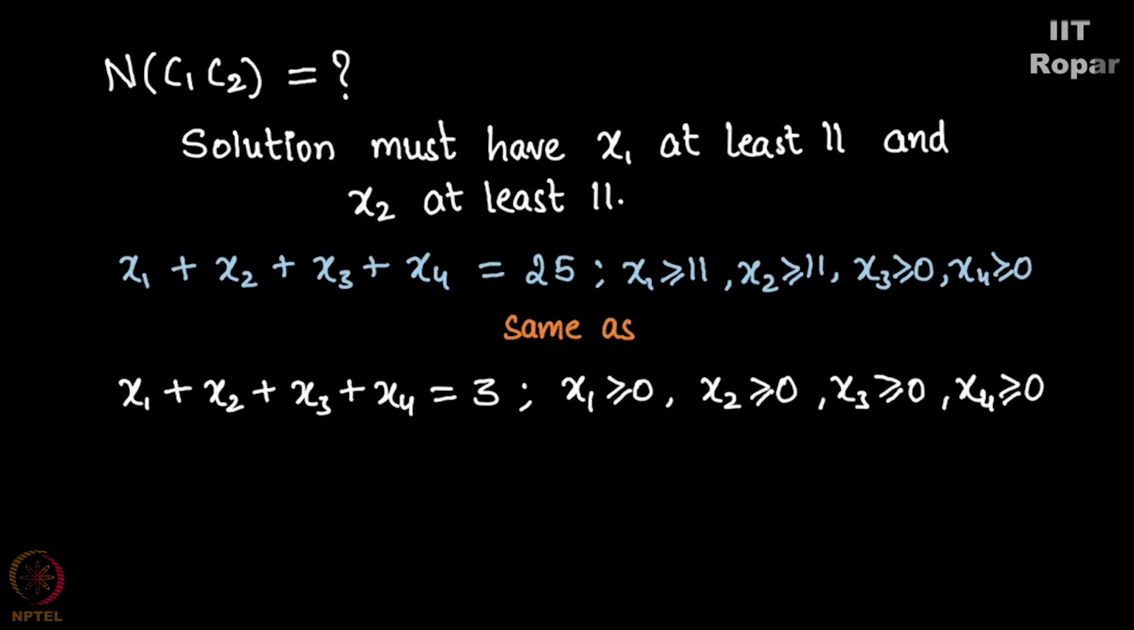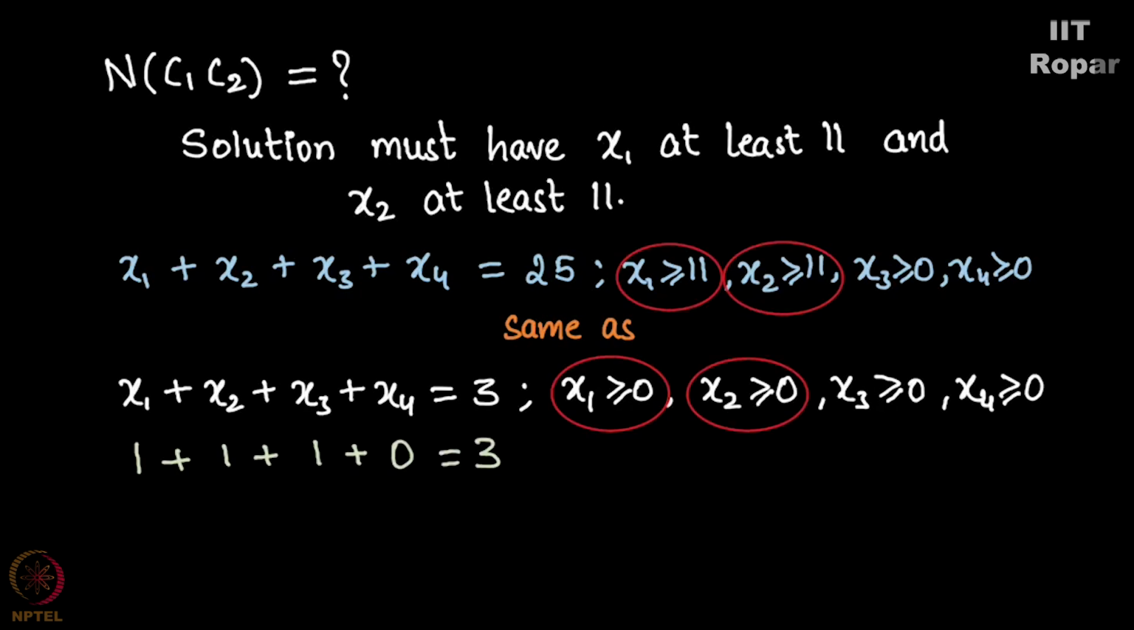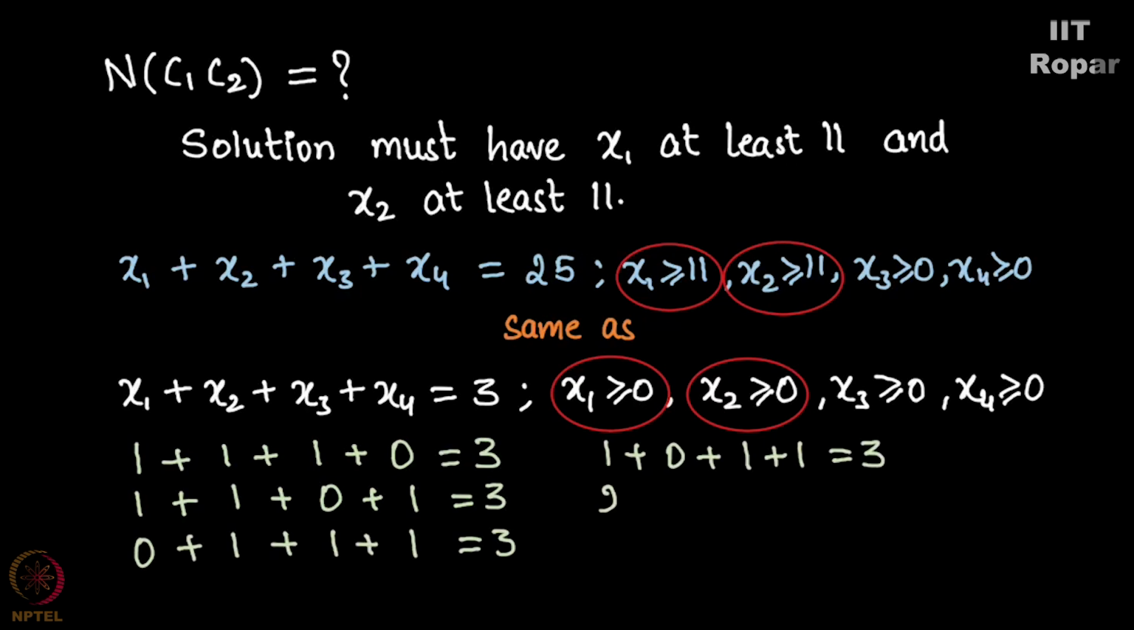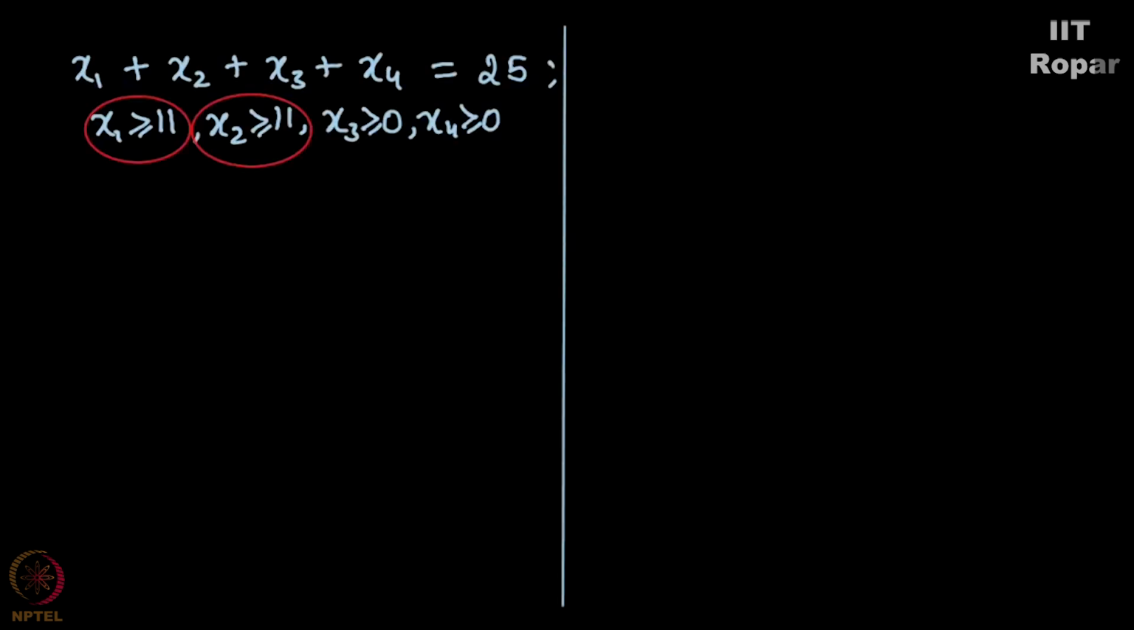Now, if I enumerate the possibilities of solutions for this equation, it happens to be something like this: 1, 1, 1, 0, 1, 1, 0, 1, 0, 1, 1, 1, 1, 0, 1, 1, 2, 1, 0, 0, 1, 2, 0, 0 and so on. Now, the possibilities for x1 + x2 + x3 + x4 = 25 with x1 and x2 at least 11, if I write the possibilities for this, some of them are like this.